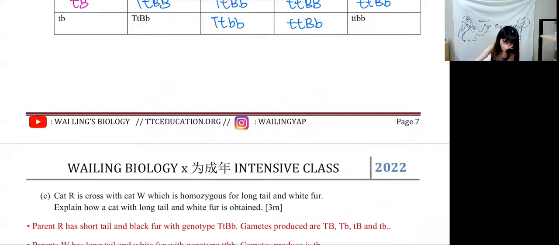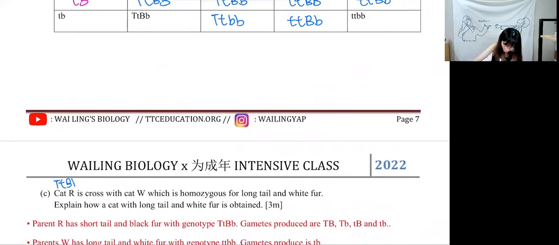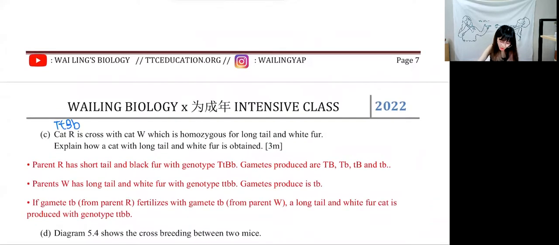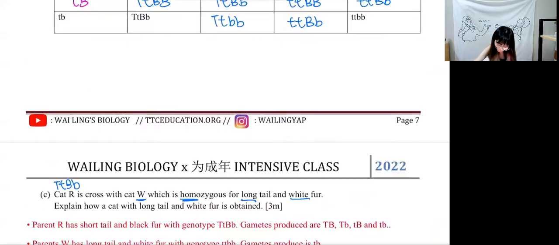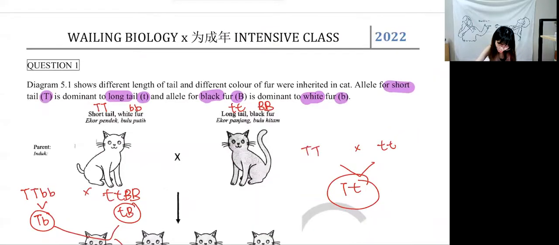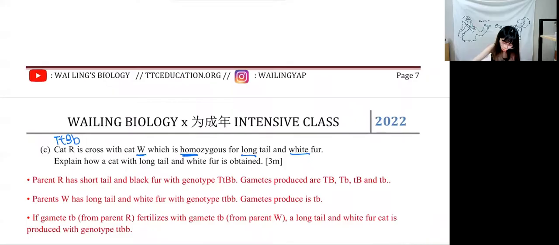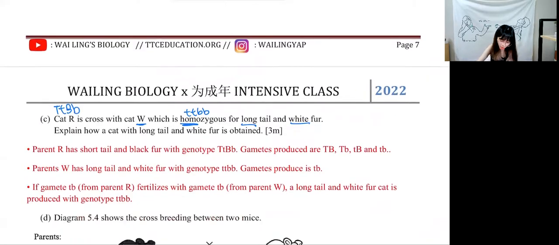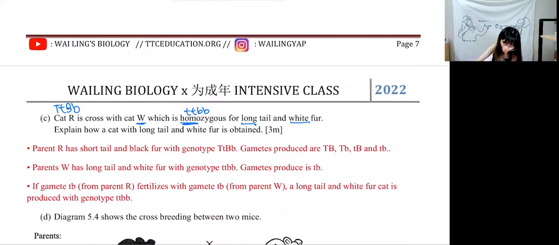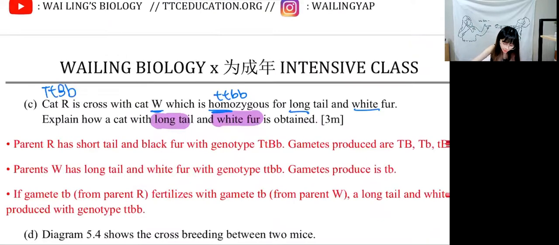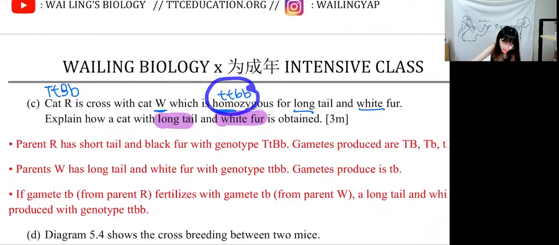R is big T, small t, big B, small b. So we have to figure it out. W is homozygous for long tail and white fur. Long tail is 2 small t, white fur is 2 small b. So it's 2 small t, 2 small b. How do we get a long tail and white fur? It means that any one from here needs to combine with this one, the small t and small b.